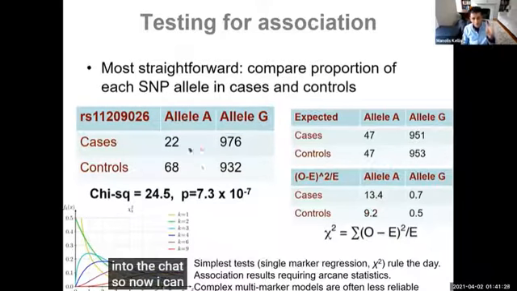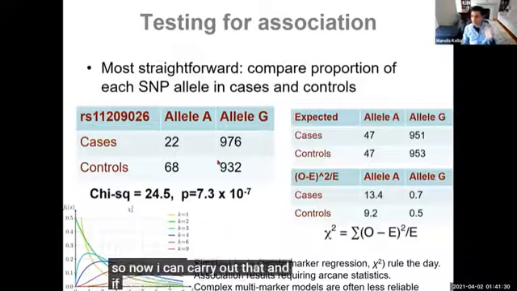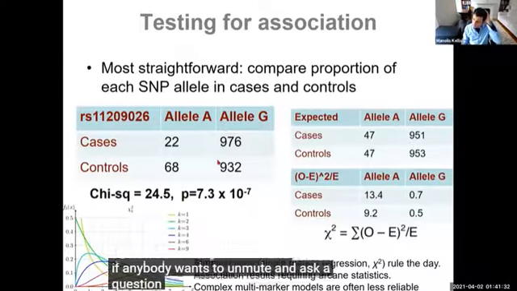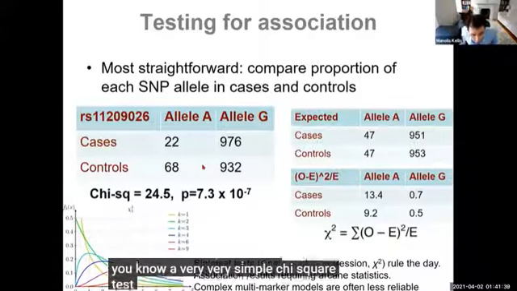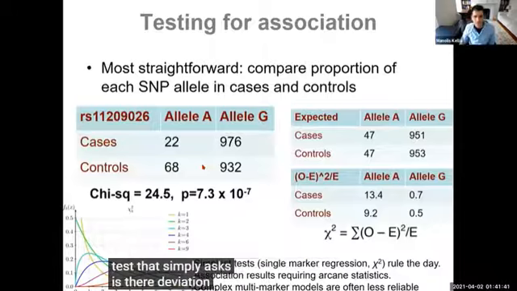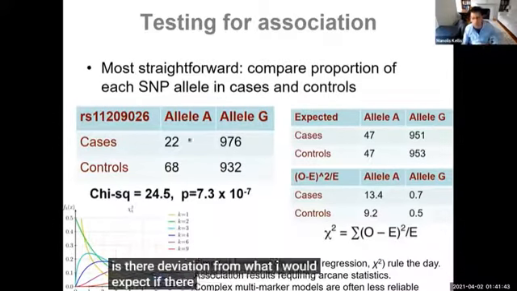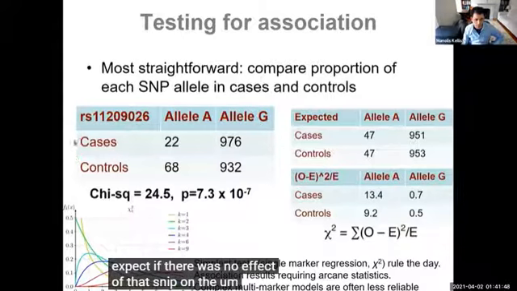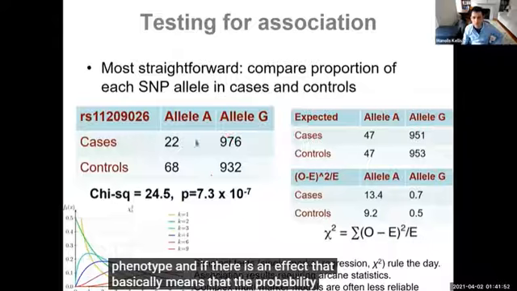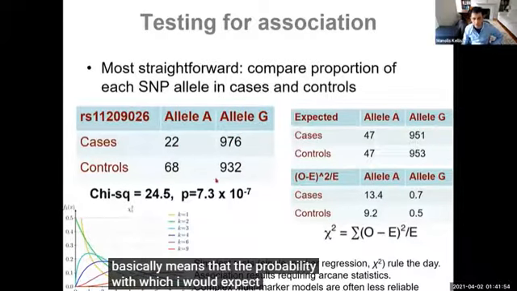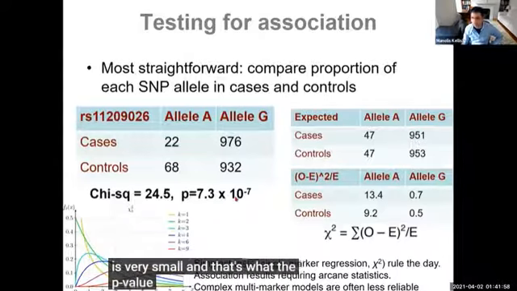So now I can carry out that, and if anybody wants to unmute and ask a question, please do so. But basically, this is a very, very simple chi-square test that simply asks, is there deviation from what I would expect if there was no effect of that SNP on the phenotype? And if there is an effect, that basically means that the probability with which I would expect to see that distribution by chance is very small. And that's what the p-value is telling us.